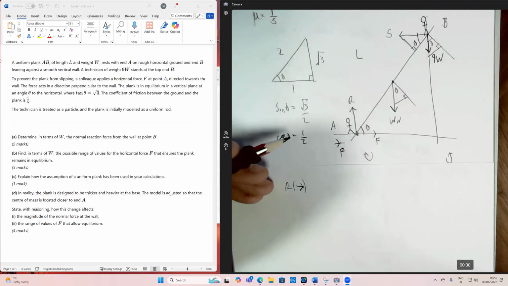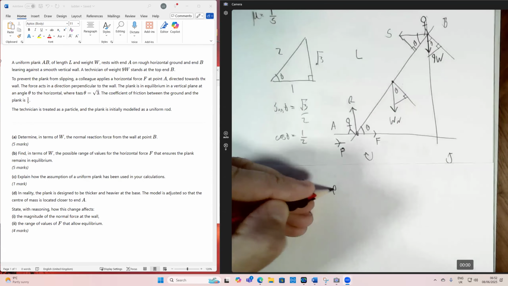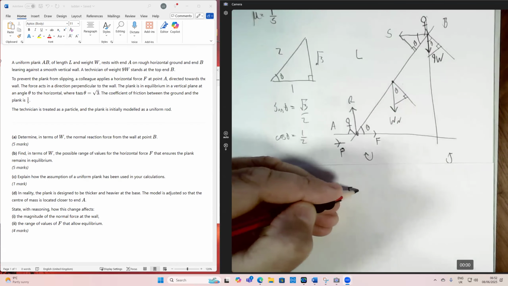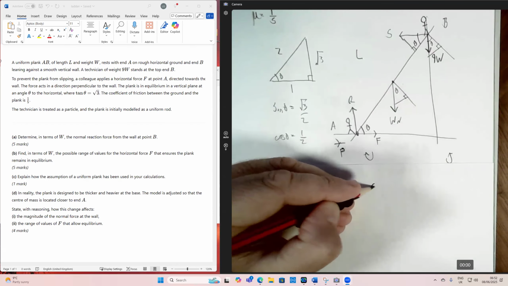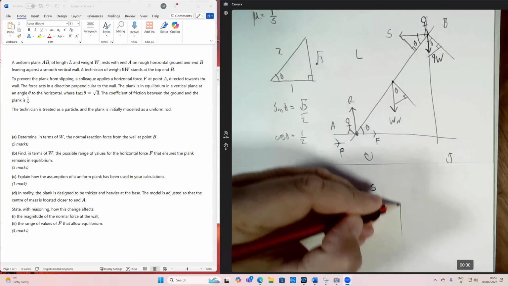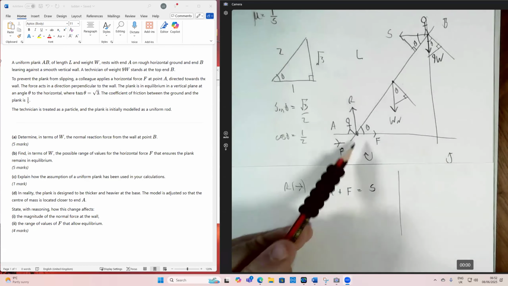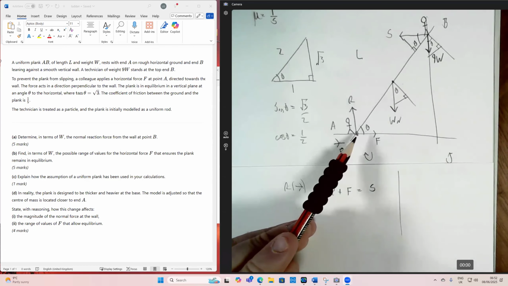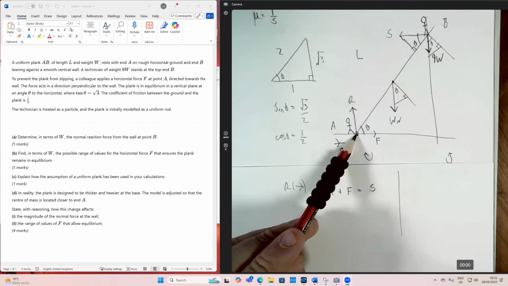So resolving horizontally, what do we have then? We have that P plus F is equal to the normal reaction from the wall. So P plus F is equal to S. So that is super important, okay? Now, there's another alternative here that we should also need to consider, and that's what if down here on the ground, the colleague is applying a greater horizontal force, okay?